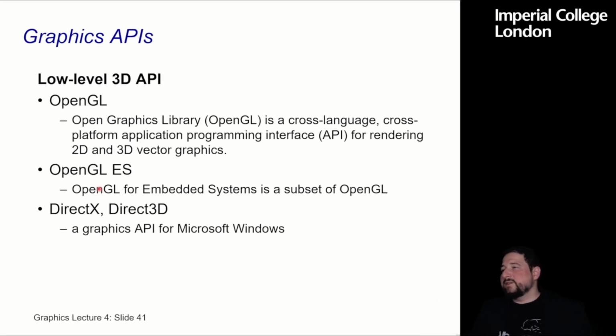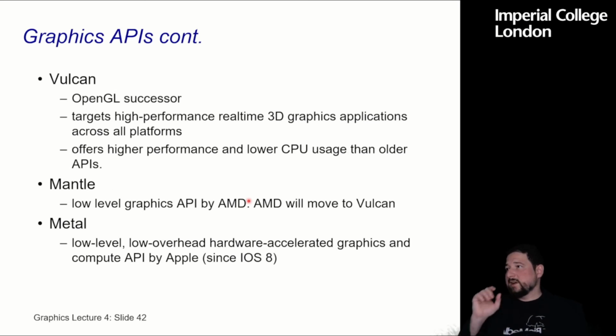And there's OpenGL for embedded systems. This is mainly a subset of OpenGL, also related to WebGL, which runs in the browser, but is also something that runs on your mobile phone, for example. DirectX Direct3D is a graphics API specifically just for Microsoft Windows, but the principle is the same, just the API commands are different. There's Vulkan. This was initially pitched as the OpenGL successor, but is not anymore. OpenGL runs in parallel to it. It targets high-performance real-time 3D graphics applications, and we're not touching this in this course.